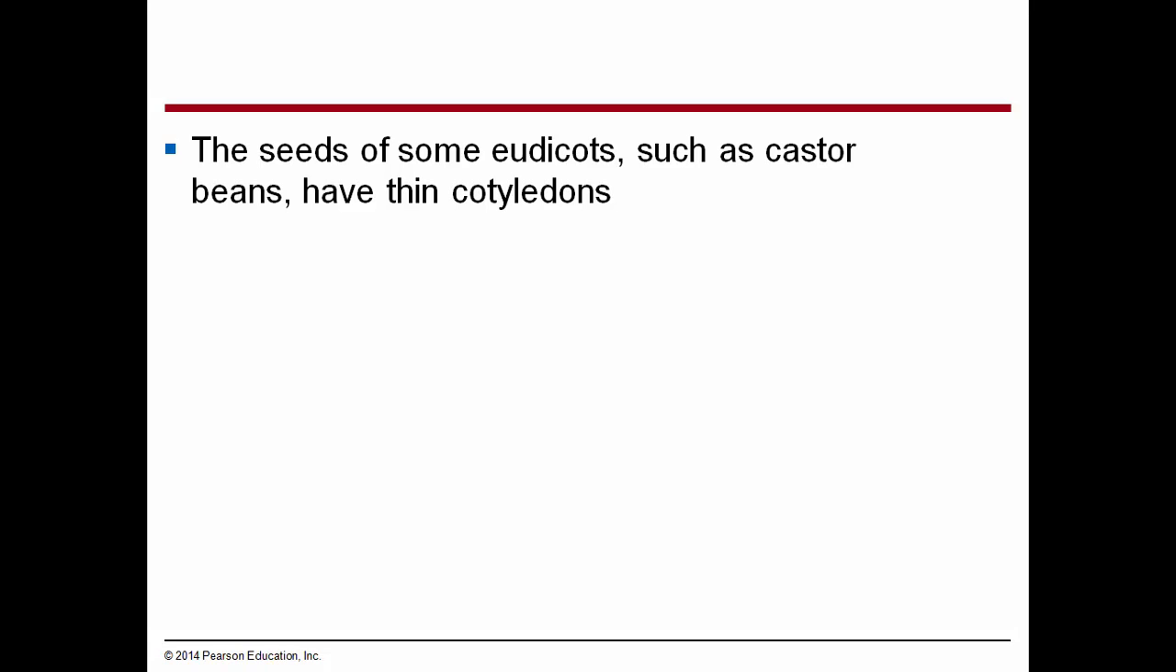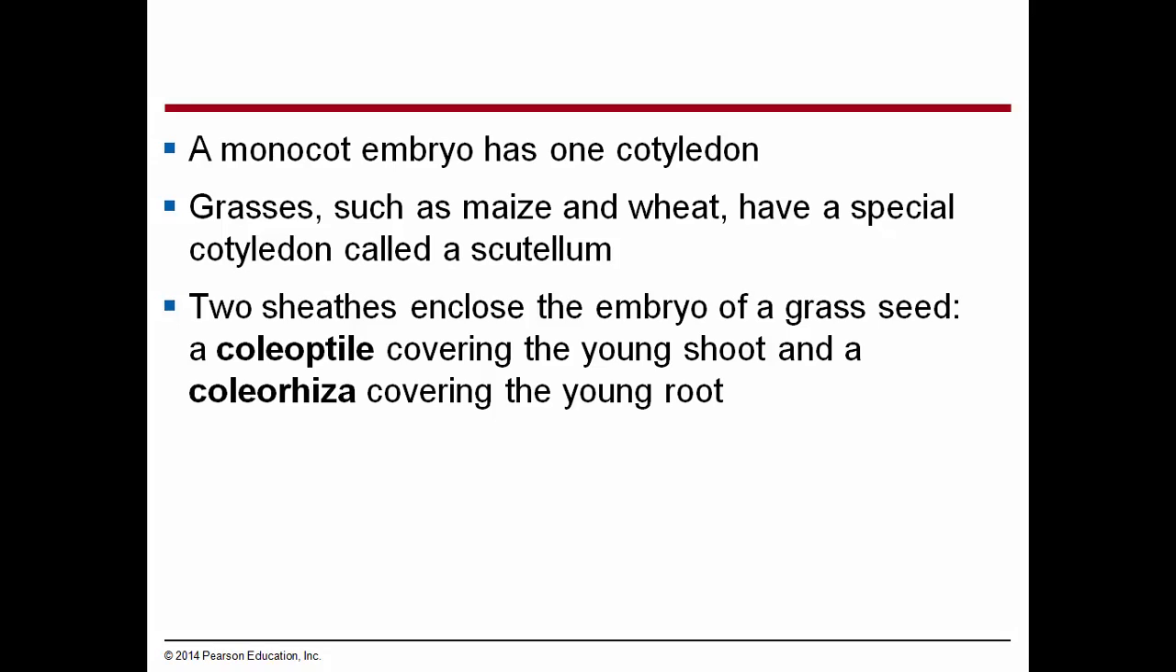The seeds of some eudicots, such as castor beans, have thin cotyledons. A monocot embryo has one cotyledon. Grasses, such as corn and wheat, have a special cotyledon called a scutellum. Two sheaths enclose the embryo of the grass seed: a coleoptile covering the young shoot and a coleorhiza covering the young root.